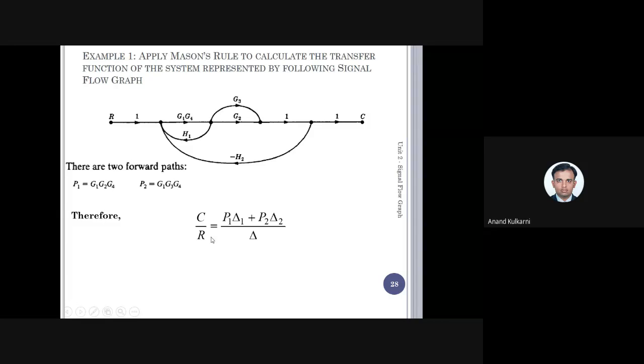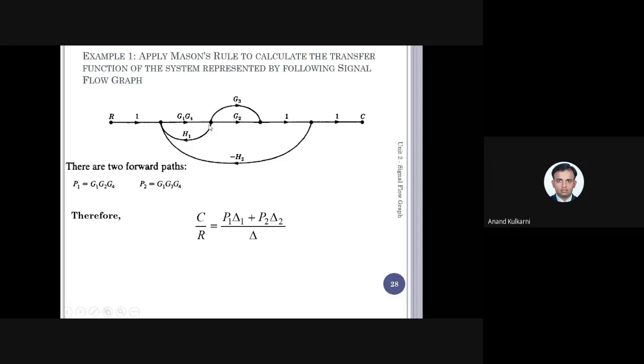Once this is done, what you'll have to find is, next, we'll have to find the number of loops. So first and foremost thing is, whenever a signal flow graph is asked to be solved with the help of Mason's formula, first draw the drawing. Once the drawing is drawn, put the numbers onto it.